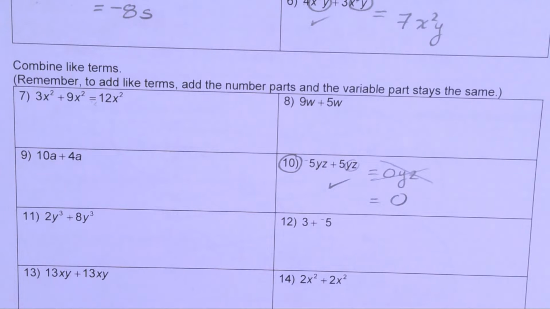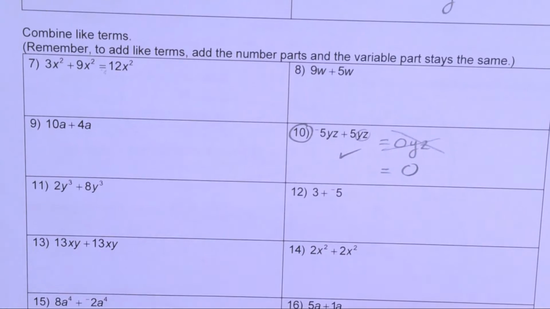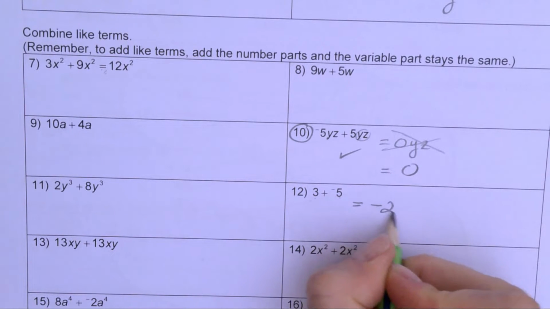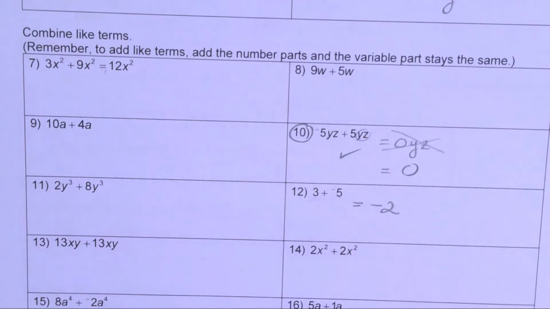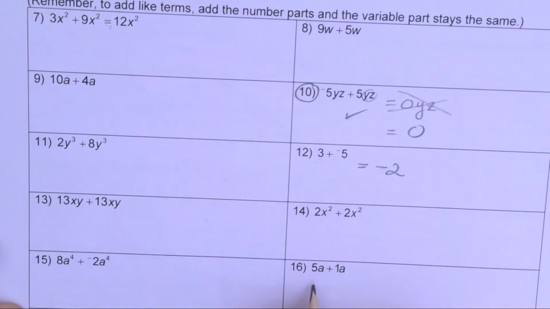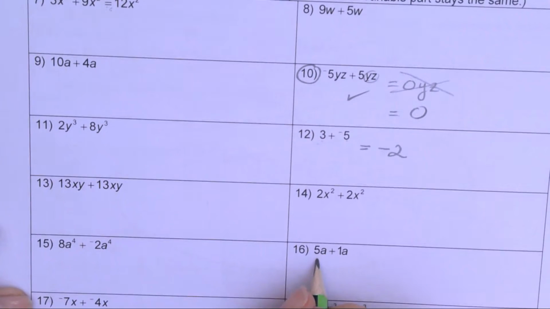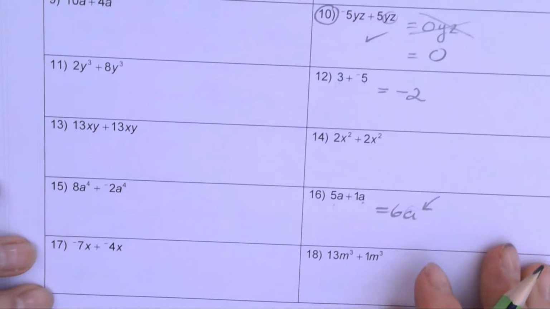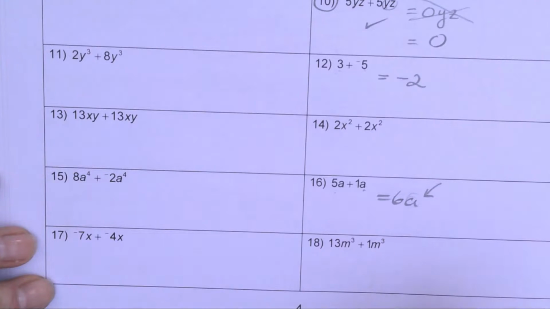Okay. These are like terms. I have 3, but I lose 5, so now I have negative 2. Okay. I have 5 apples plus 1 apple, so I have 6 apples. Don't change the exponent. Everything stays the same with the variable when you add and subtract. Okay. Let's turn the page.